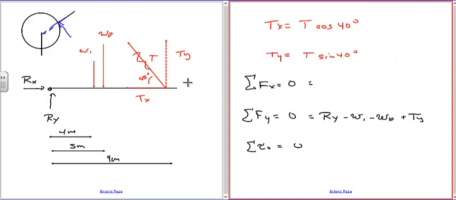In the x direction, I've got positive R sub x and negative T sub x. This one's pushing to the right, and this one's pulling to the left. And then the torques. Again, these don't contribute.